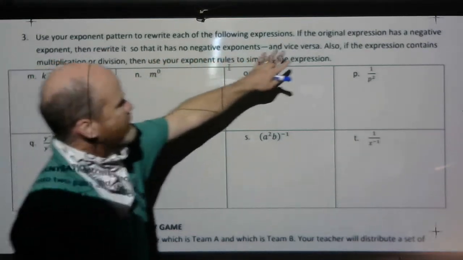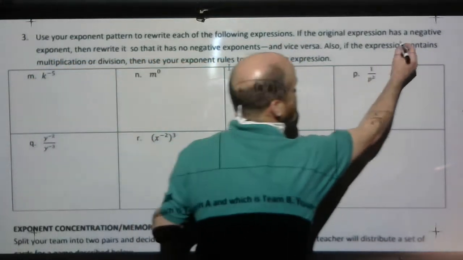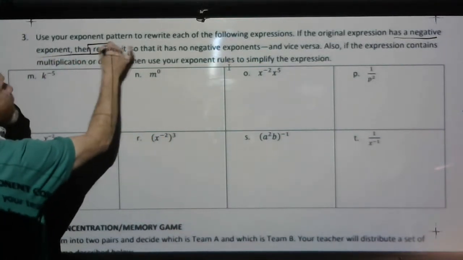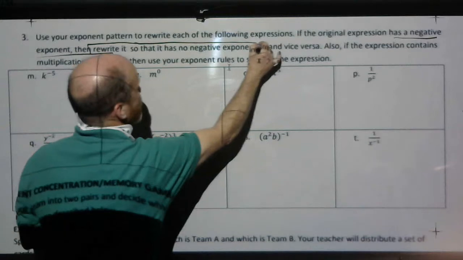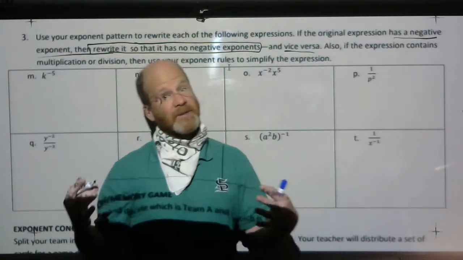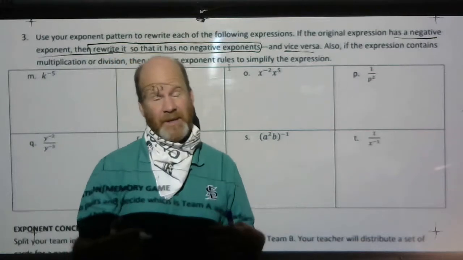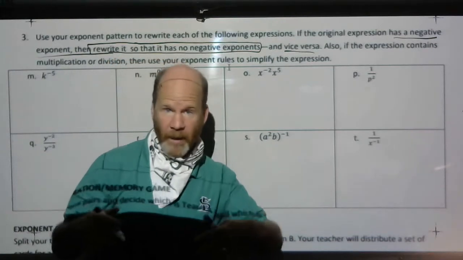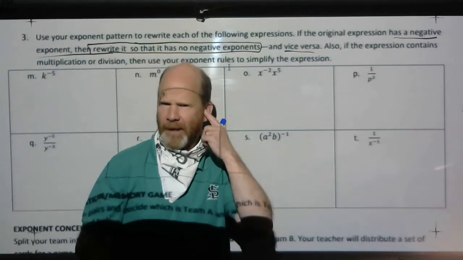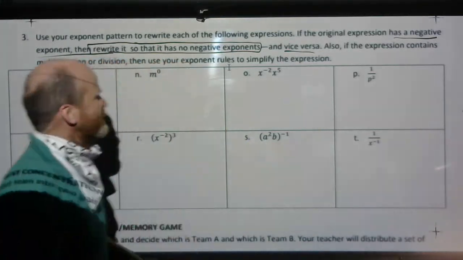Anytime it says that if you see a negative exponent, then rewrite it so that it has no negative exponents, but then it says and vice versa. So I guess that means that if there is a negative exponent, we want to write it as a positive, but if there's only a positive, then maybe we write it as a negative. There's only one example, so let's take a look here.